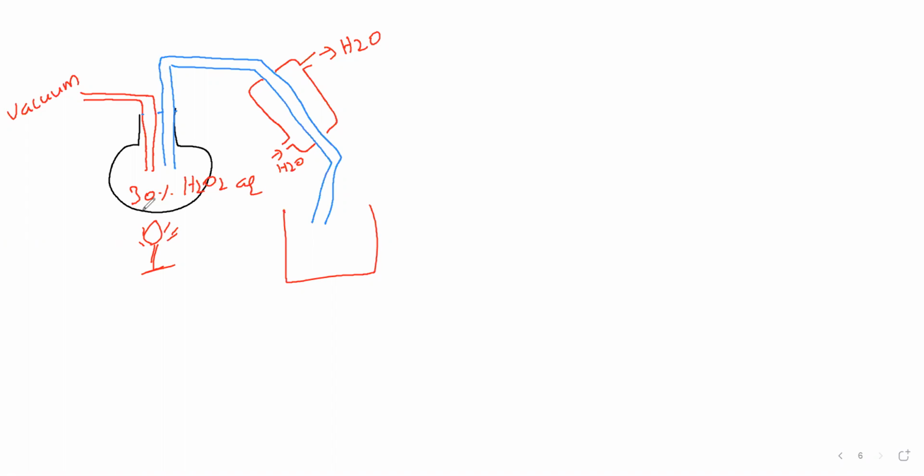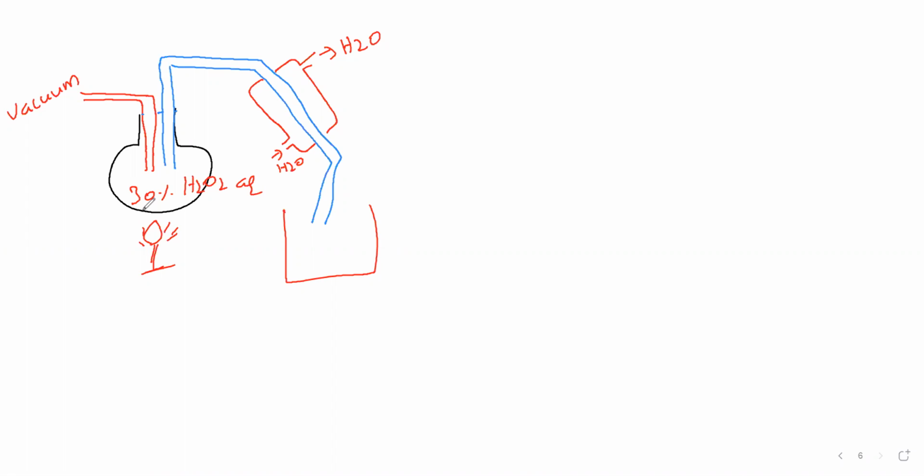How is it possible? Because the boiling point depends on external pressure. If you decrease external pressure, the boiling point also decreases. If you increase external pressure, the boiling point also increases. We are keeping reduced pressure, therefore the boiling point of water is decreasing, and the boiling point of hydrogen peroxide is also decreasing.